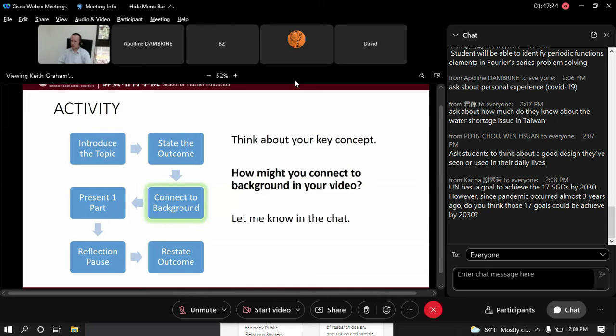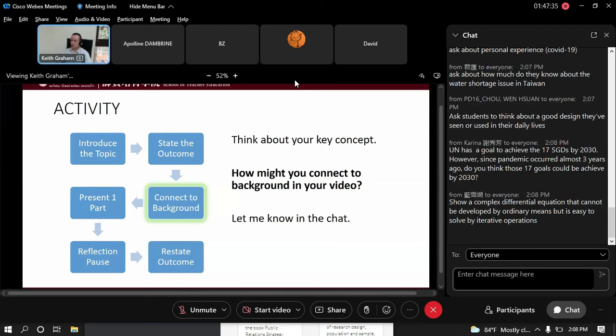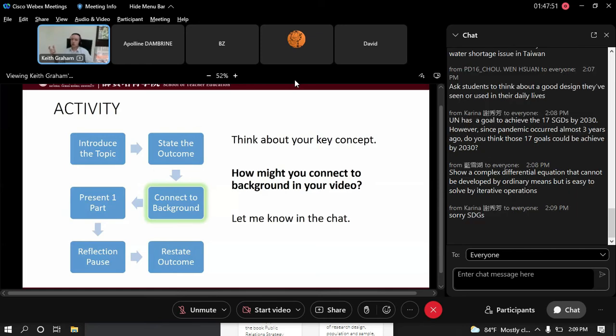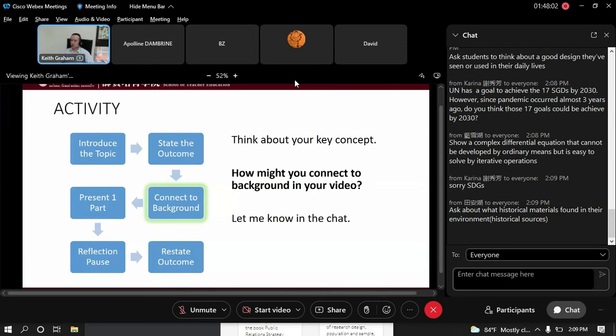Okay, UN has a goal to achieve. I like that one. So the UN has a goal to achieve the 17 SDGs by 2030. However, since the pandemic occurred almost 3 years ago, do you think those 17 goals could be achieved by 2030? I think that's a very good one. And one thing that you might want to do is on that slide, have the 17 goals. And you could even say, which ones do you think can be met by 2030? Which ones do you think can't? I like that.